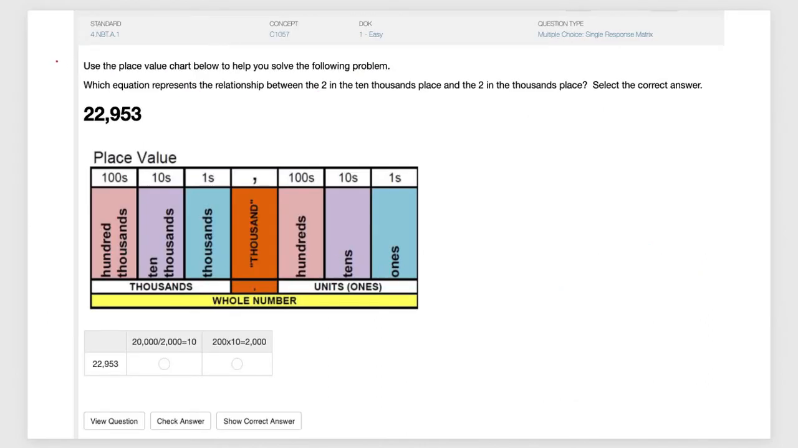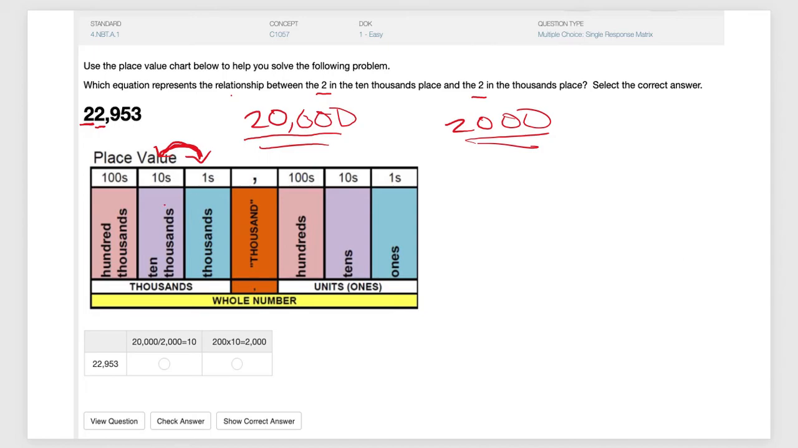This one gives you the place value chart, and it says you can use it to help solve the problem. Which equation represents the relationship between the 2 in the 10,000s place and the 2 in the thousands place? The 2 in the 10,000s place is worth 20,000. And the 2 in the thousands place is worth 2,000. Since they're one space apart, that tells you that 20,000 is 10 times bigger than 2,000.